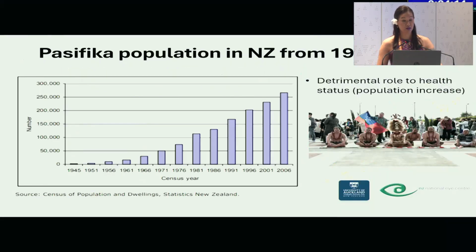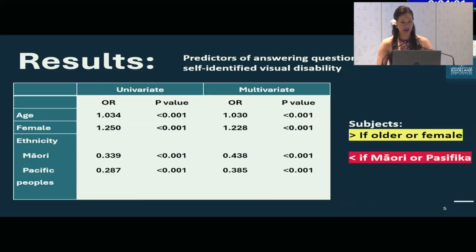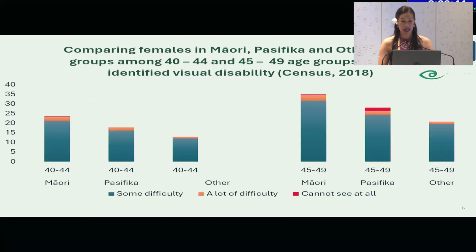Now, Pasifika health is detrimental to the health status of Aotearoa New Zealand, because if we reflect on the population increase, we see that the Pasifika population has increased exponentially over time. This table shows a prediction of answering the questions on self-identified visual disability, where subjects were more likely to answer if they were older or female, and less likely to answer if they were Māori or Pasifika. Comparing the three ethnic groups, and taking the females for example, we see that the other ethnic groups, the bars on the far right, have significantly less self-identified visual disability in both age examples in comparison to the Māori and Pasifika in both age groups used here.